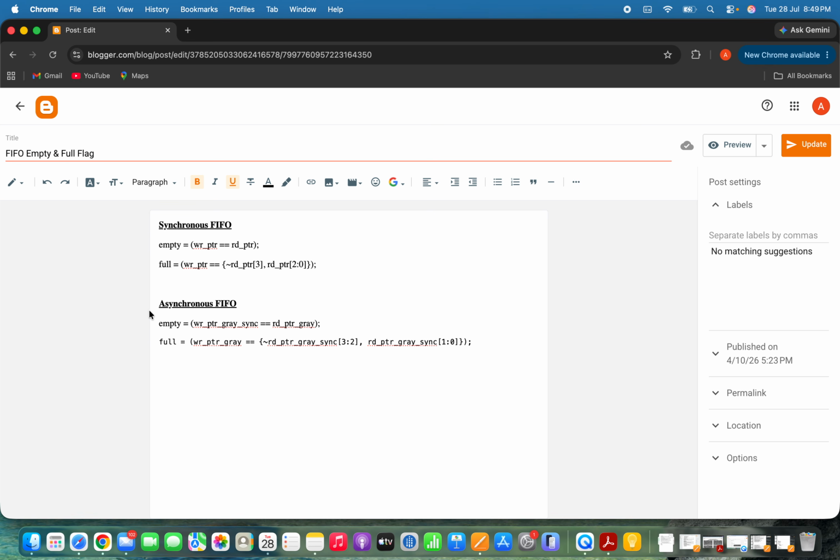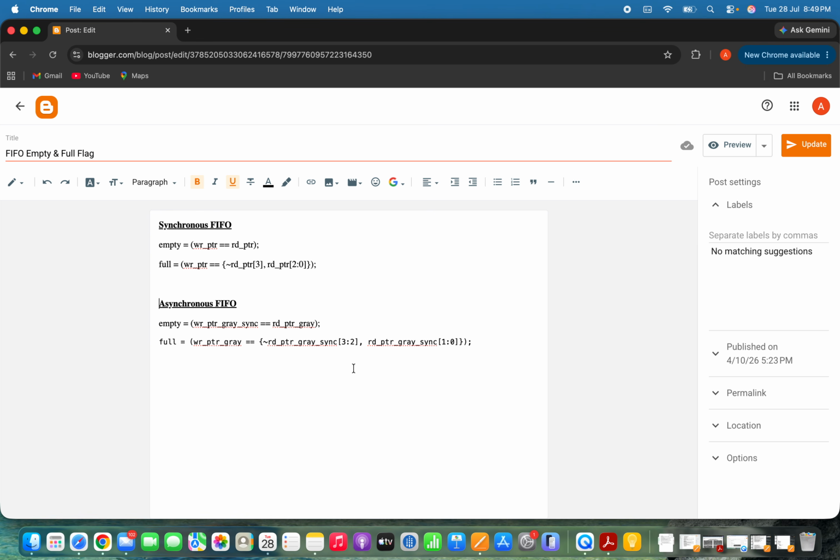So the empty condition becomes write pointer gray sync equals read pointer gray. Here we notice that the synchronized write pointer and the local read pointer are both in gray code. If they are equal, the FIFO is empty. Similarly, the full condition is write pointer gray equal to not of read pointer gray sync [3:2], concatenated with read pointer gray sync [1:0].